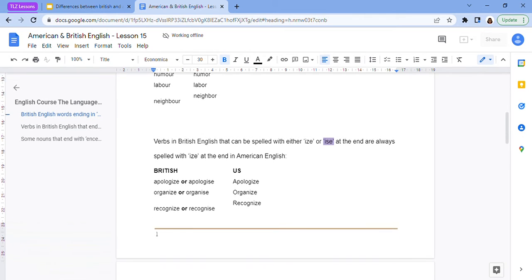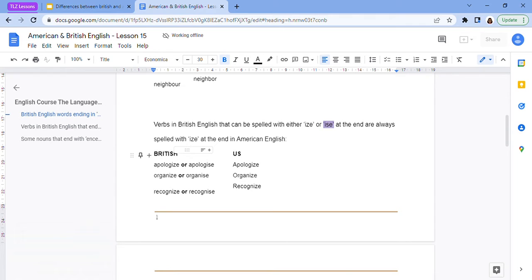Verbs in British English that can be spelled with either I-Z-E or I-S-E at the end are always spelled with I-Z-E at the end in American English. So, we could either say apologize or apologise, organize or organise, recognize or recognise in British English, and in American English we'd say apologize only, organize, recognize.